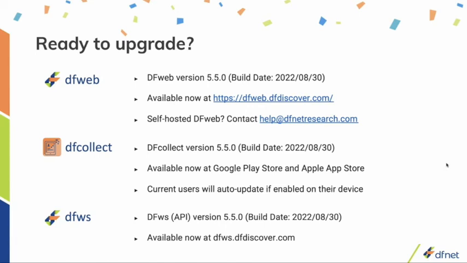And as Samer mentioned, DFcollect is automatically made available on the Google Play and the Apple App Stores once it's released. So the users who already have it installed and have auto update enabled will just get the new version automatically. And the publicly available DFWS, dfws.dfdiscover.com, that new API is available right now as well.